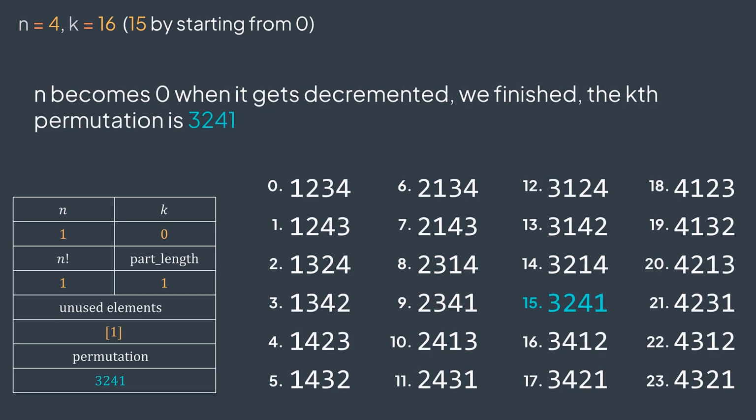Now n becomes 0 after being decremented, so we finish the process. The kth permutation is 3, 2, 4, 1. We found it without generating all the permutations.